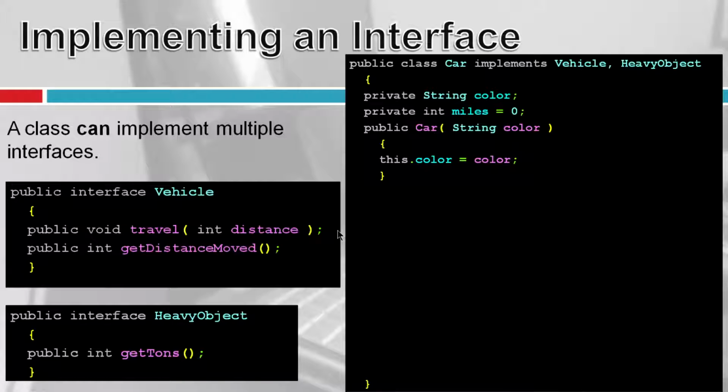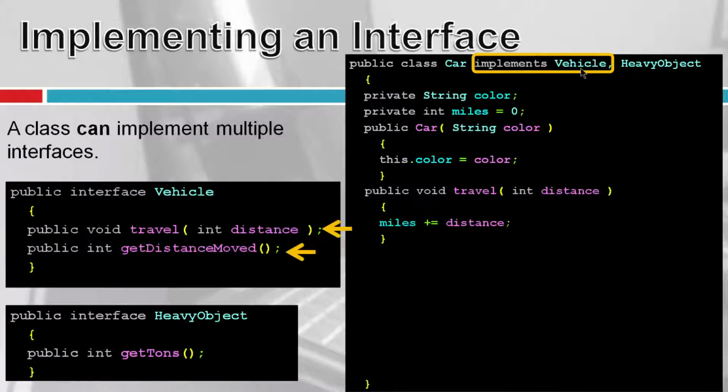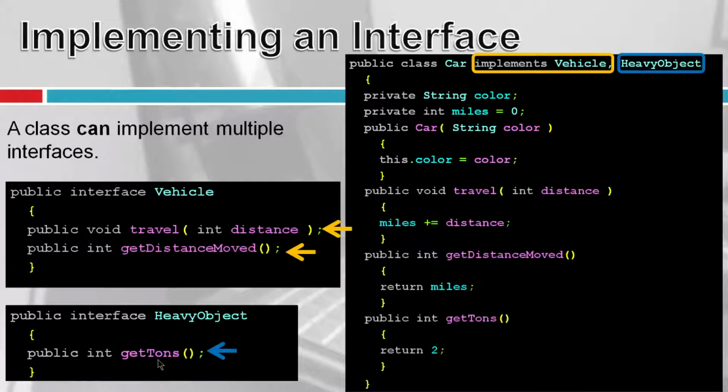So here, if I want to implement both interfaces, I have to say implements vehicle. And I have to implement travel again and get distance moved. And notice I have a comma and then the next interface, heavy object. And since I'm implementing heavy object, I also have to implement get tons. So here I can keep chaining multiple interfaces on it as long as I keep implementing the functions that the interface declares.